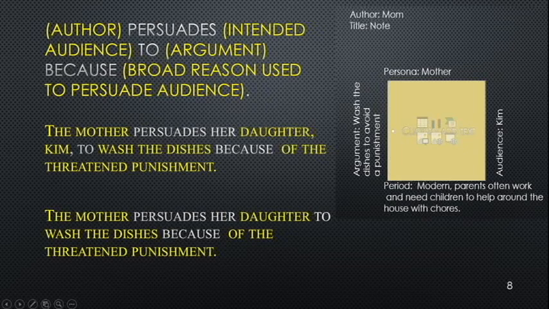And I did want to show you that normally we don't have commas in our AP squares. Down below I wrote, the mother persuades her daughter to wash the dishes because of the threatened punishment. If I want to be specific, I could say comma Kim. If I don't want to, I don't have to. Or I could say persuades Kim to wash the dishes because of the threatened punishment. So we have choices. In our thesis as well, we're following a formula. They're not going to be identical.